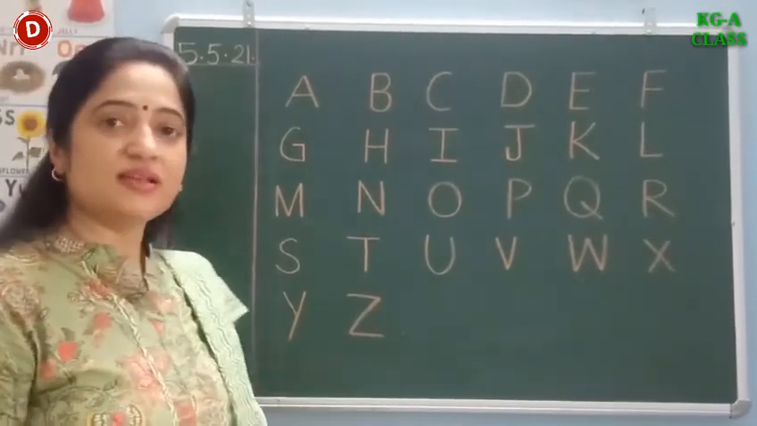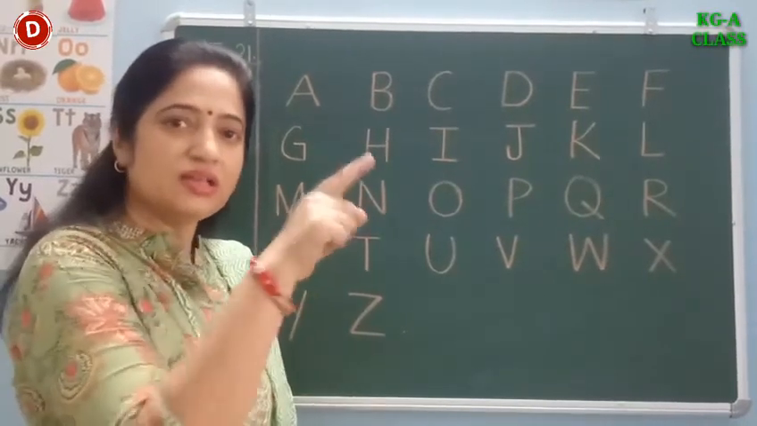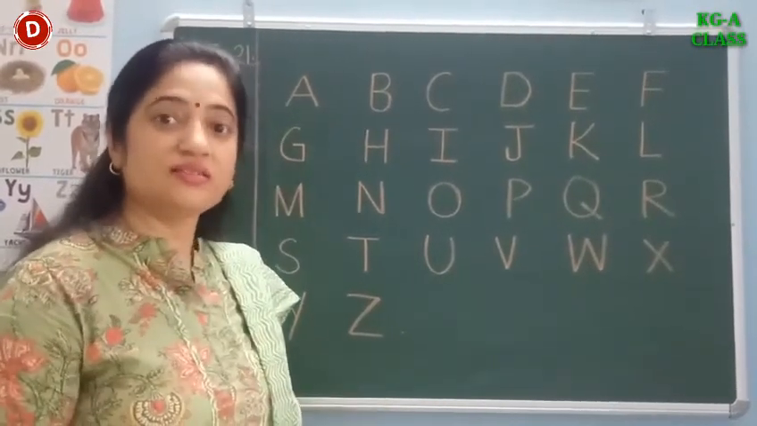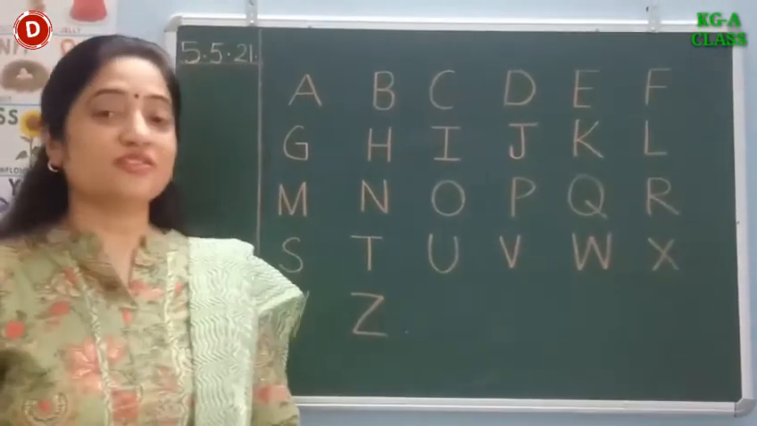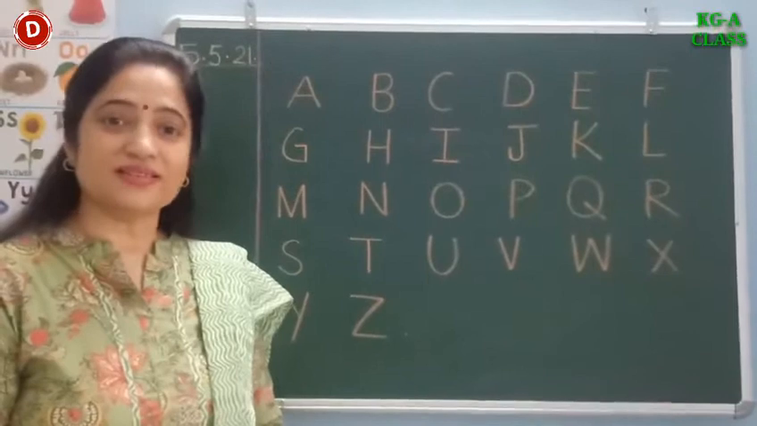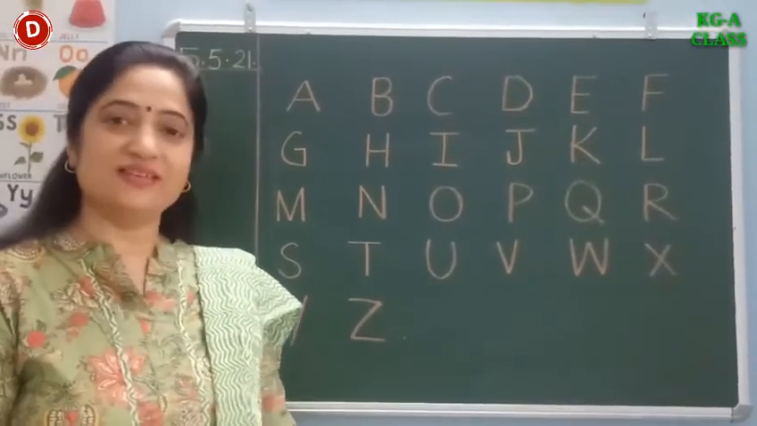Z says zigzags. Look here, the sound is so clear. Zigzag, zebra. So the sound of Z is Z. Children, in this way you have to practice the sounds and song of the letters A to Z, the way I taught you.